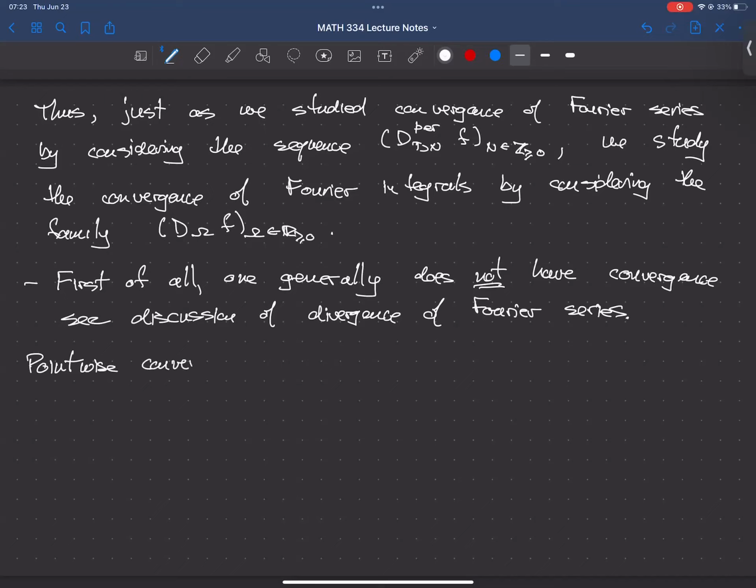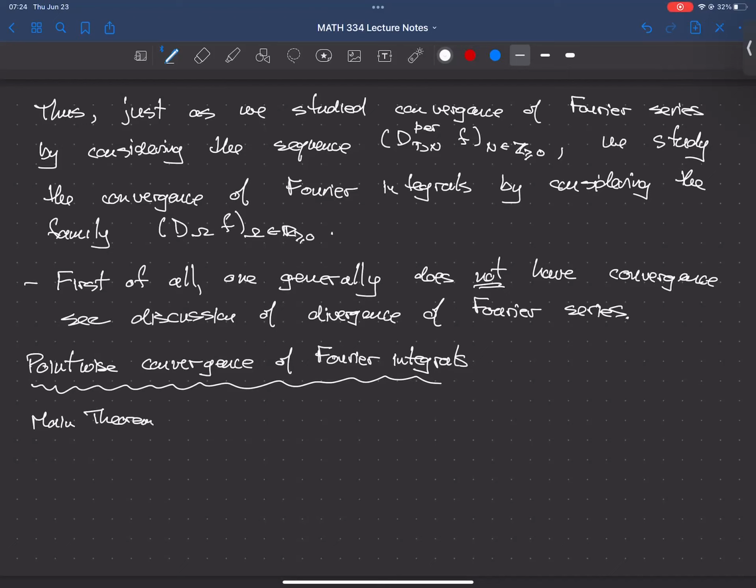So the first thing we'll talk about is pointwise convergence of Fourier integrals, just like we talked about pointwise convergence of Fourier series. The idea, just like for Fourier series, is you want to derive conditions on f which ensure pointwise convergence of its Fourier integral. And just like for Fourier series, there's a main pointwise convergence theorem, which gives you results that you can use.